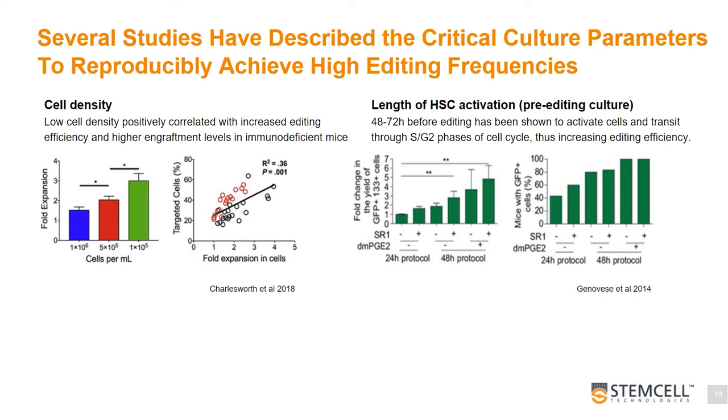As discussed earlier, the quiescent nature of HSCs may require longer stimulation time. And along these lines, extended culture protocol before cell editing has been shown by Genovese et al. to increase significantly the percentage of edited cells in primitive population, which translated to the increased percentage of edited long-term engrafted cells in vivo. And 48 to 72 hour stimulation before editing has been shown by multiple groups as optimal to achieve cell activation and increase editing efficiencies.